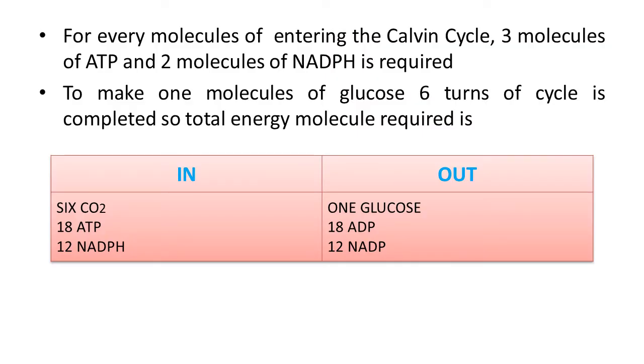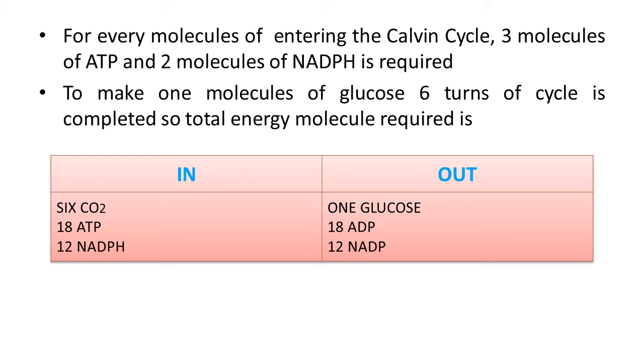Now let's try to calculate the input and output of the Calvin cycle or C3 cycle. For every carbon dioxide molecule entering the Calvin cycle, 3 molecules of ATP and 2 molecules of NADPH are required. It is only for one carbon dioxide molecule. It is probable that to meet this difference in the number of ATP and NADPH used in the dark reaction, cyclic photophosphorylation takes place.